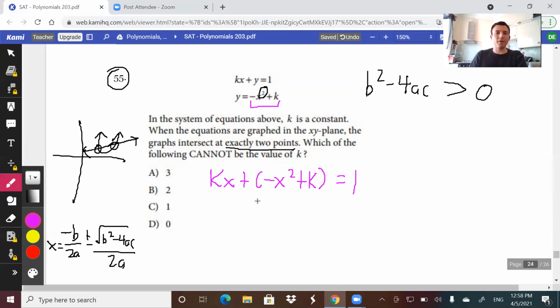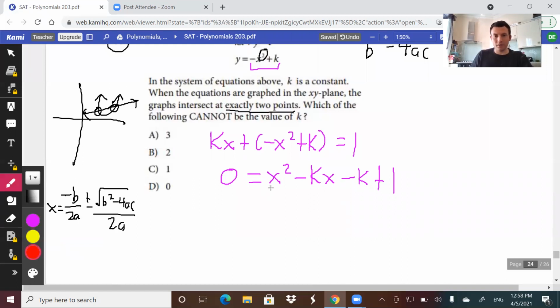Now let's rearrange this into a much more friendly form, putting everything on the right side: 0 equals x squared minus kx, minus k, plus 1. Our a term is 1, an implied 1. Our b term is negative k, in the form ax squared plus bx plus c. So our a term is 1, our b term is negative k. This entire thing is our c term because there's no x; it's just a pair of constants that create our c term.